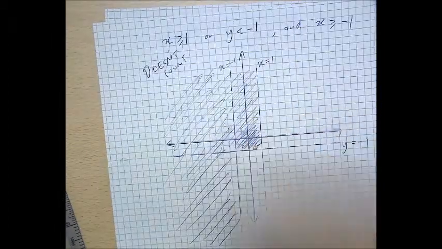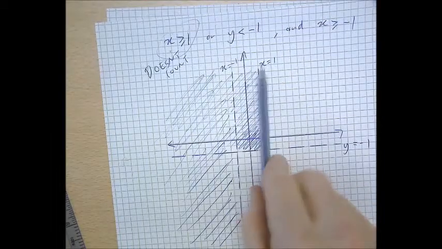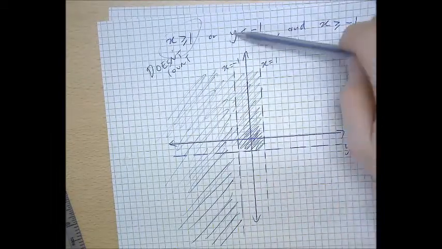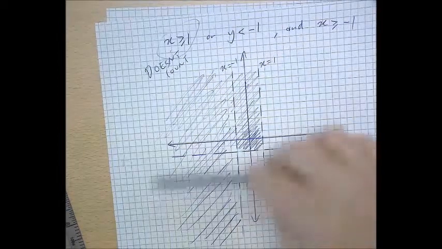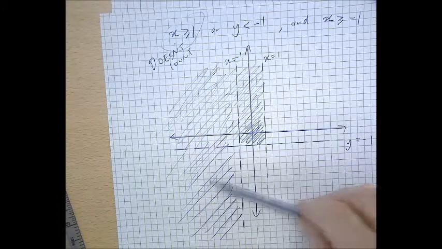Okay, I'll just talk you through it again. We had x is greater than 1. That used to be this great big white region over here. We had y is less than negative 1. That was the great big white region down here. They stuck the word or in between, which created a great big L, which gave you 3 options. One, the other, or both.